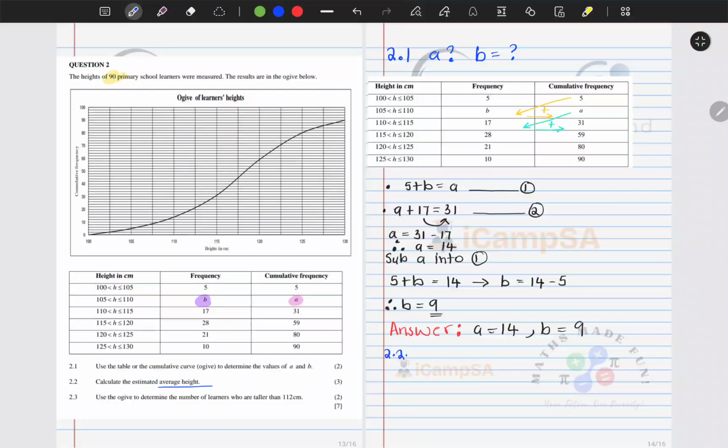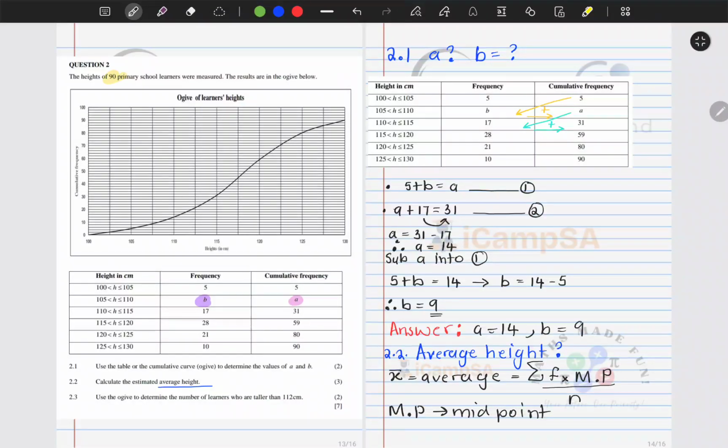Now, let's go and have a look at the next question, which is 2.2. We are required to calculate the average height. And what I need you to remember is exactly how we find the average. The X bar, which will be our average, for group data like this, is always given by the sum of your frequency multiplied by your midpoint, which I'll call MP, and then this is divided by N, where MP is the midpoint.